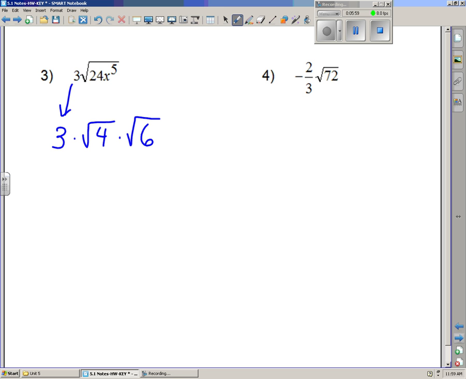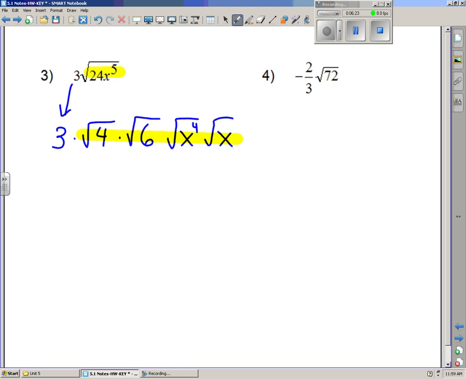Well, x to the 5th is not even, but if I subtract 1 from 5, I get x to the 4th. So if I want to rewrite x to the 5th as a perfect square and a not perfect square, I would say x to the 4th times x. This is still 24x to the 5th under a square root. I just used that product property.